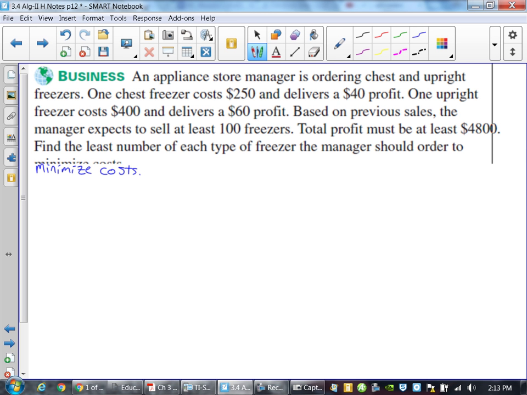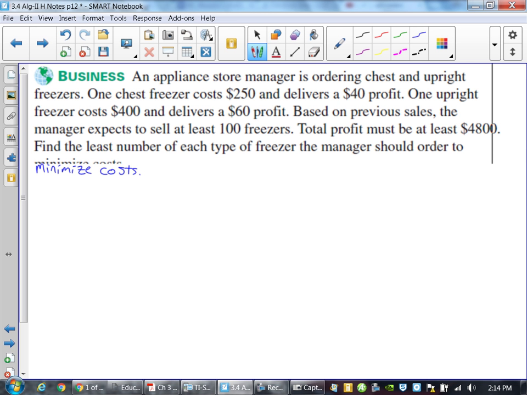Let's take a couple of minutes and walk through this and see what we can come up with on how to set it up. In this example here, we are an appliance store manager now. And we are ordering chest and upright freezers. A chest freezer costs $250 and it delivers a profit of $40. That's slim profit margins there.